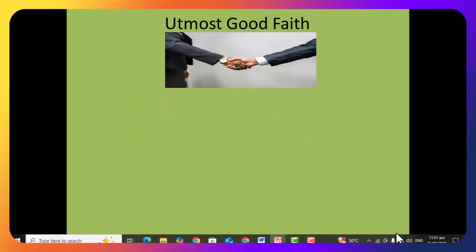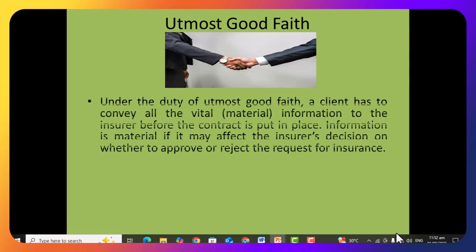Then comes the principle of utmost good faith. Utmost good faith requires the client to disclose all relevant material information to the insurance company so that the insurance company may take an informed decision whether to issue the insurance to the client, and if issuing, then on which terms. Under the duty of utmost good faith, a client has to convey all the vital information to the insurer before the contract is put in place. Information is material if it may affect the insurer's decision on whether to approve or reject the request for insurance.